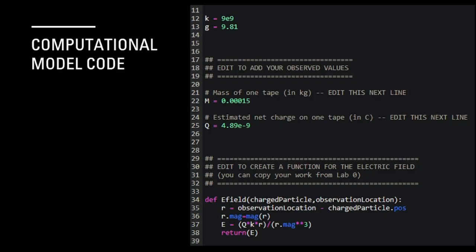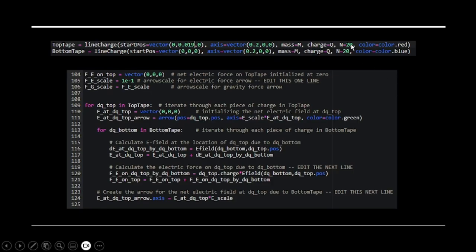So this top function, or code right here, is to represent each piece of tape as tiny little point charges, or 20 point charges, n equals 20 to be exact, with the bottom tape position at the origin and the top tape position 0.019 meters above the bottom tape. And what this bottom function is doing is just calculating the electric field at each little point charge, or each dq.